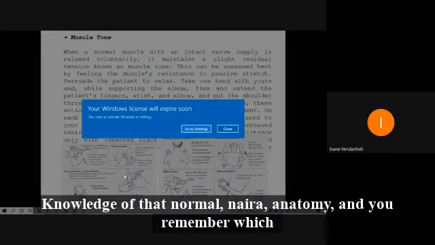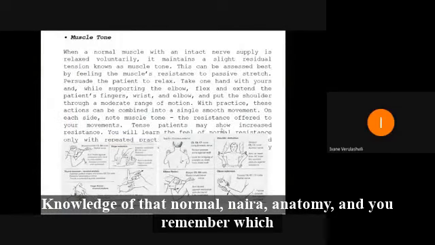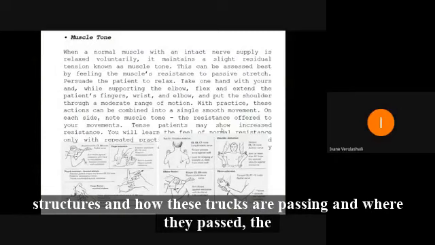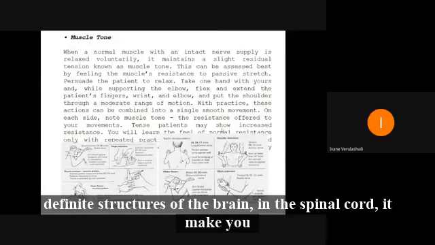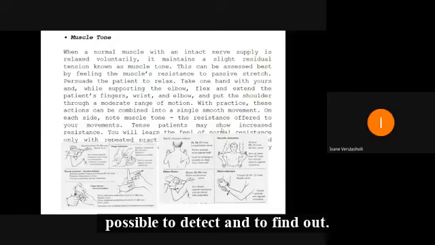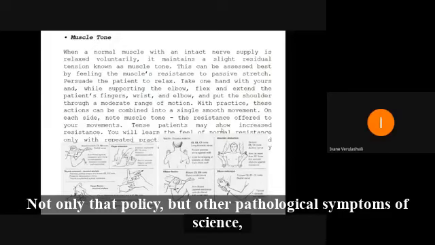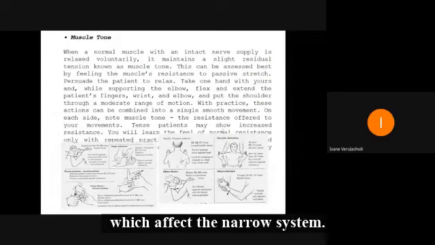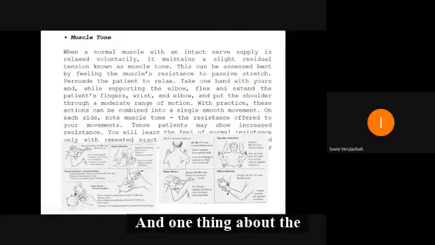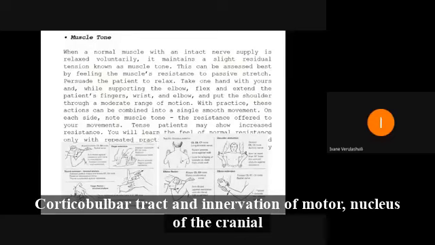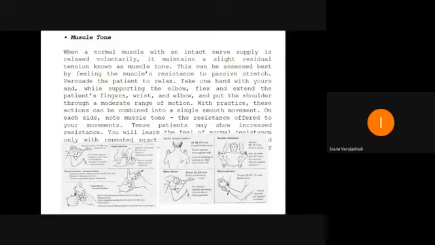So you see, if you have the knowledge of the normal neuroanatomy and you remember which structures and how these tracts are passing and where they pass the definite structures of the brain and the spinal cord, it makes it possible to detect and to find out not only the palsy but other pathological symptoms or signs which affect the nervous system. And one thing about the corticobulbar tract and innervation of motor nuclei of the cranial nerves.